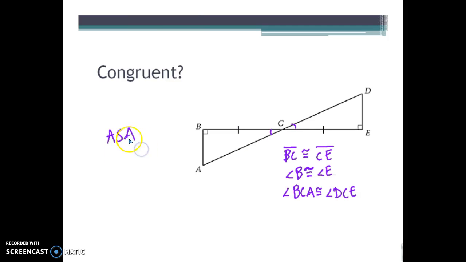Angle, side, angle. I can write my congruent statement and say triangle ABC is congruent to triangle. I know that B and E correspond, and I know C corresponds with itself, which leaves A to correspond with D, and then E, and then C. So triangle ABC is congruent to triangle DCE by angle, side, angle.